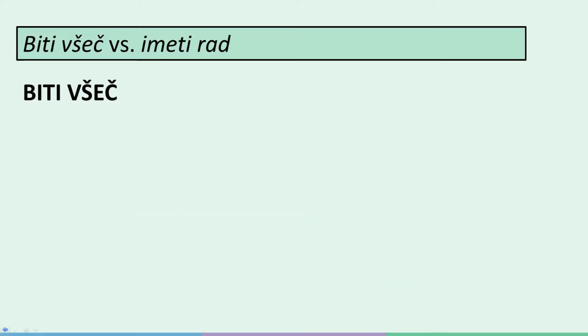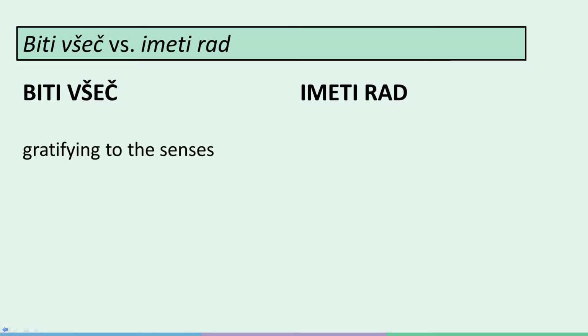So how does biti všeč differ from imeti RAD? Well, the most important difference is that while biti všeč refers to something being gratifying to the senses, imeti RAD implies some kind of an emotional attachment over time. It doesn't even necessarily have to do with people. Objects, songs, and so on can just as well have a special place in your heart. It's some kind of attachment we're talking about.